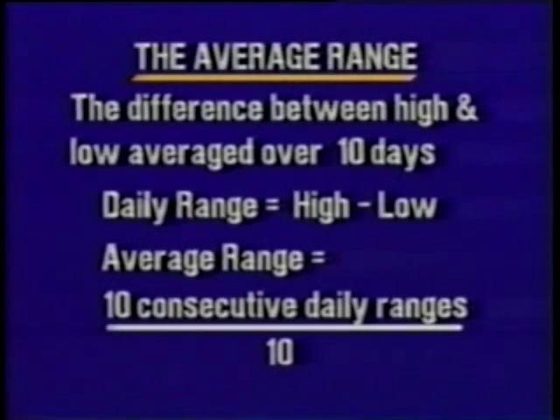The difference between the high and low averaged over 10 days, that's the average range. The average range on a daily basis is the difference between the high and the low. So the average range equals 10 consecutive daily ranges divided by 10. That's all it is. It's an average of what the market tends to do in a given day. And like I say, this is an important formula to know.